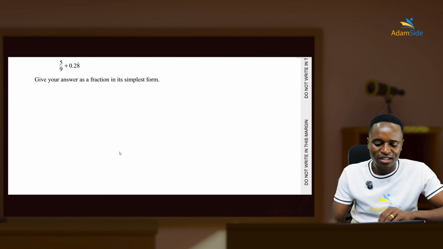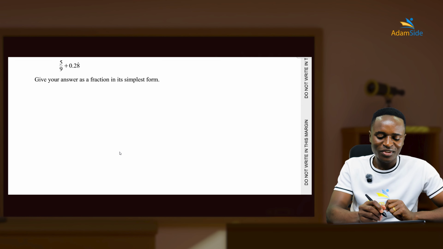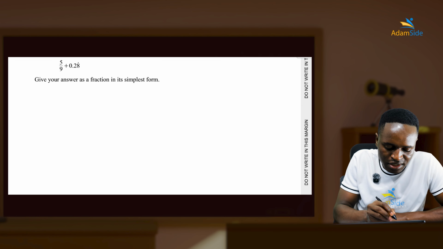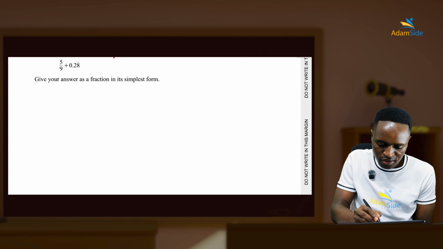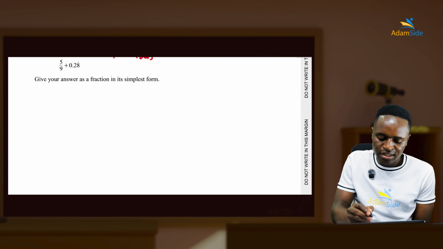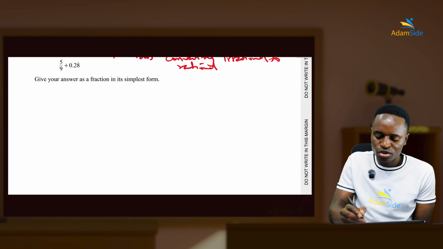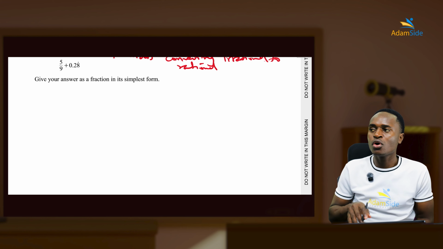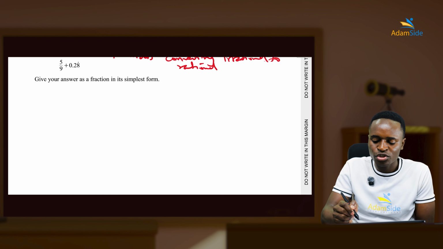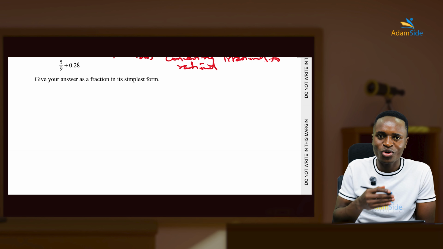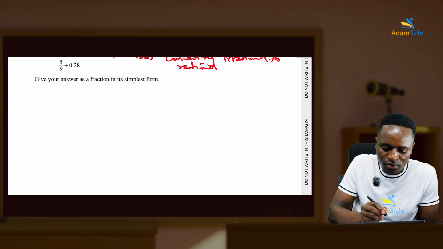Then we go to: work out, give your answer as a fraction in simplest form. This topic is called numbers. In numbers, we are converting recurring decimals to rational numbers. Fractions are all rational, and an irrational number is one that has no end, where a digit is repeated or reoccurs.